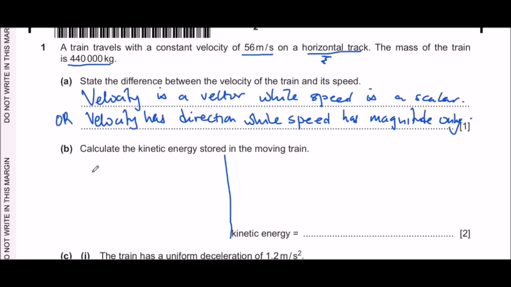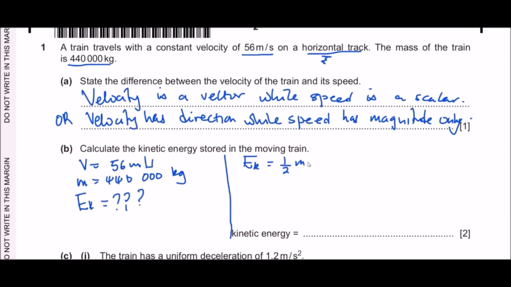Calculate the kinetic energy stored in the moving train. We know that kinetic energy is the energy stored by a moving object, or energy for movement. So we are going to extract data relating to kinetic energy. We know that its speed is 56 meters per second. We know that its mass is 440,000 kgs. We are told to find kinetic energy, which I'll call question mark. By straight recalling from class or from notes, kinetic energy is equals to half the mass of an object times the square of its speed.